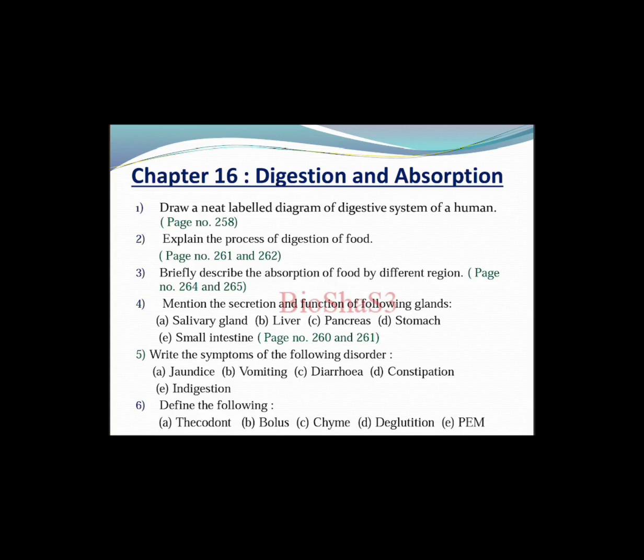Then write the symptoms of the following disorders: jaundice, vomiting, diarrhea, constipation, indigestion. You will get the answer from the disorders section given at the end of your chapter. Then define the following: thecodont, bolus, chyme, deglutition, PEM. Okay. If you practice this much, it is more than enough. If you cannot study the full chapter, you can study at least this. I have given this passing capsule for those students who are facing a lot of difficulty studying the entire 22 chapters.